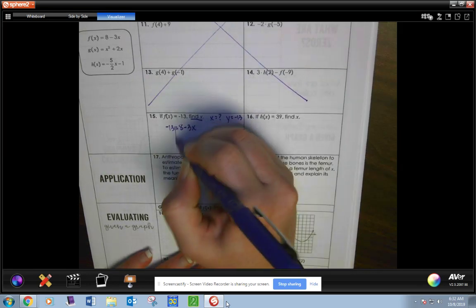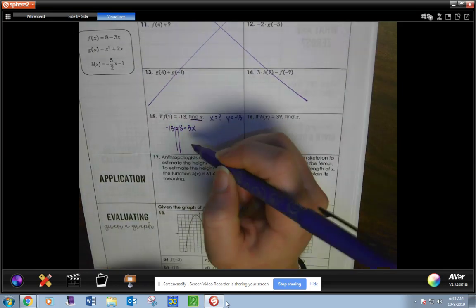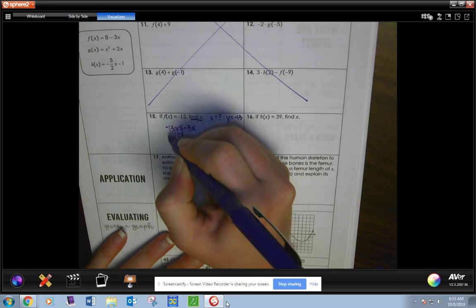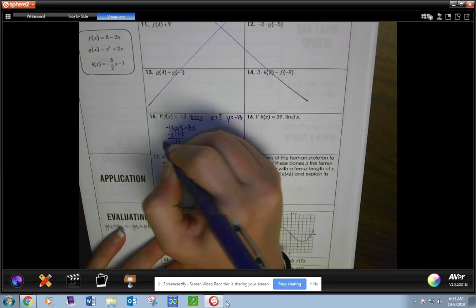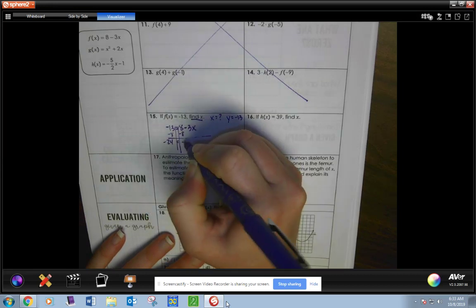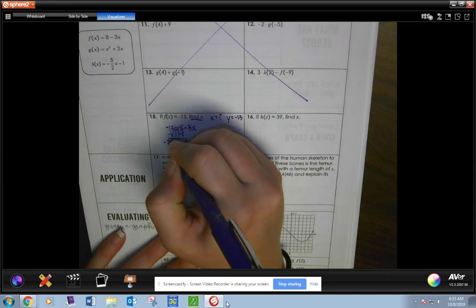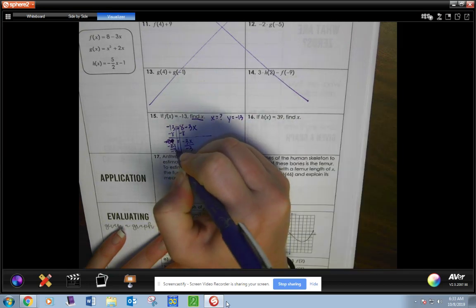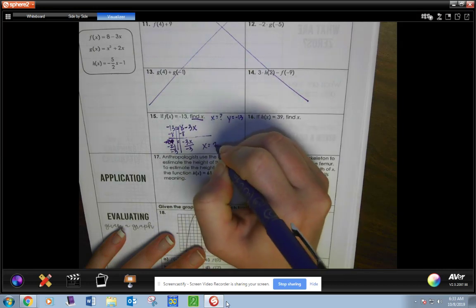Now this is just a 2-step equation, so if you need to solve it with your bars, draw your bars. If you don't need the bars, that's okay. You're going to get rid of the constant first, so we're going to subtract 8. When I subtract 8, that gives me negative 21 equals negative 3x. Then I'm going to divide by negative 3. And when I divide by negative 3, negative 21 divided by negative 3 is a positive 7. So x is 7.